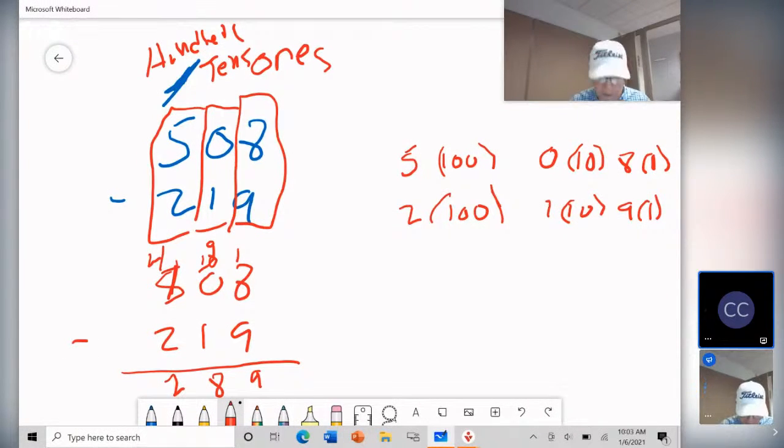But what I want you to think about is, we borrowed 100 from the 100 spot. And 100 is 10 tens. So we're actually just moving 10 tens over. Okay. And then we're moving 1 ten over, which is a 10, which is going to give us the 18. Okay. So let's try to look at another one here.